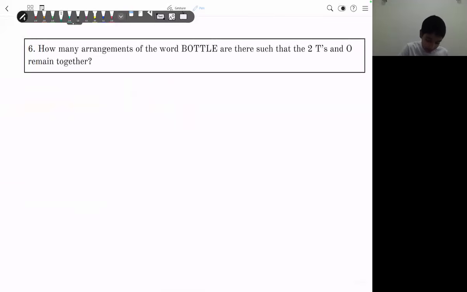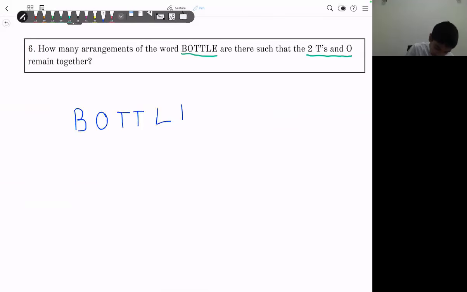How many arrangements of the word bottle are there such that the 2 T's and the O remain together? Okay, so let's write out all the letters of bottle. B, O, T, T, L, and E. And we are given the problem that the 2 T's and the O must remain together. So let's circle them right here. These letters must remain together. So let's just call it some group.